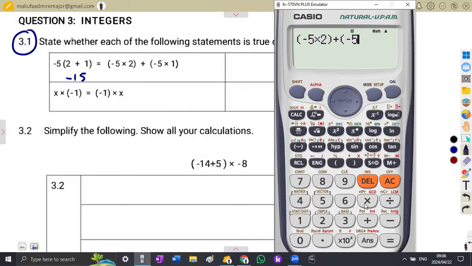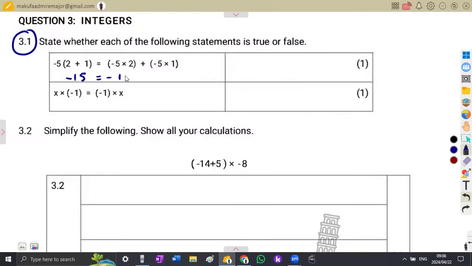-5 times 1. You close the bracket. What is it that you're going to have? -15 again. These two are equal. So this is true. Very, very true.